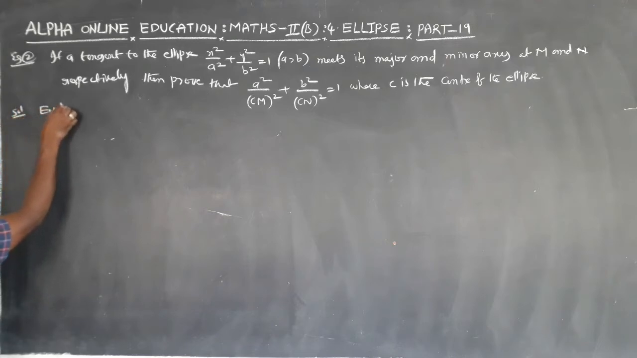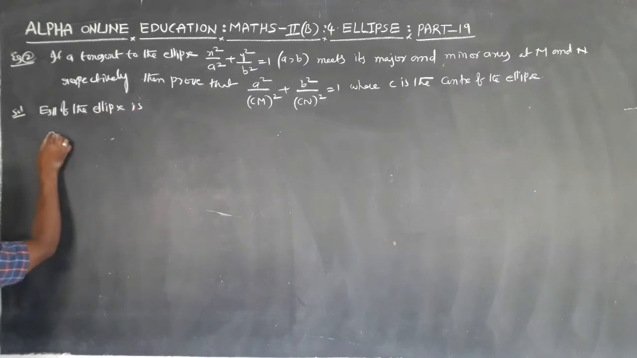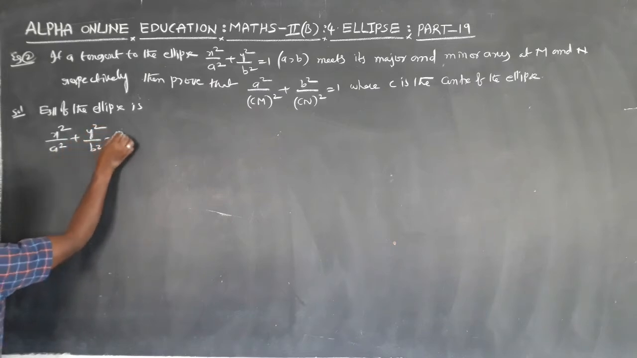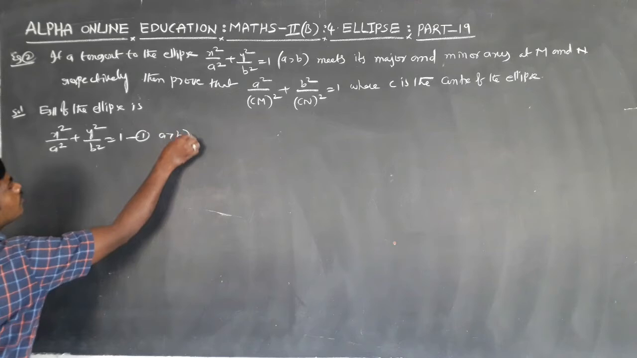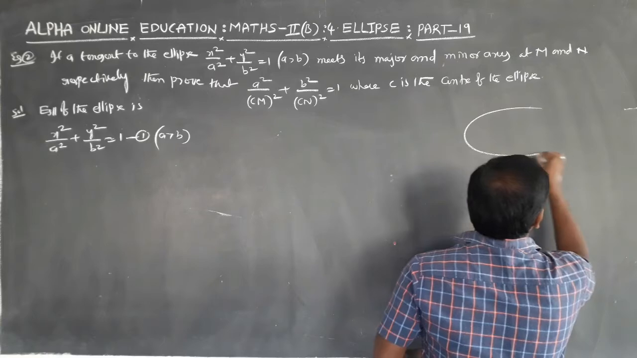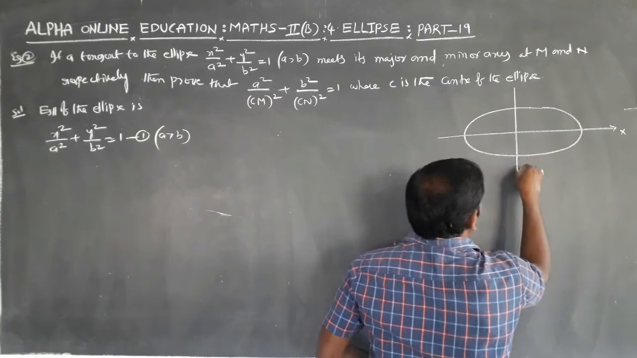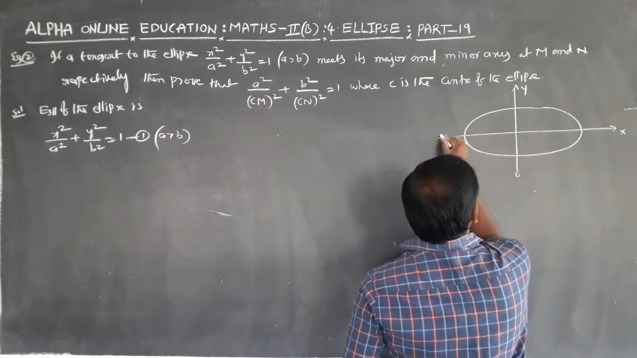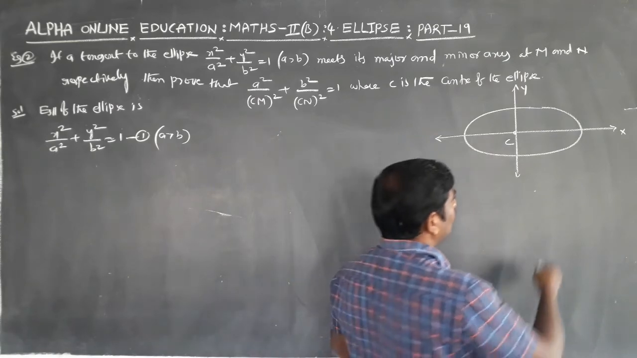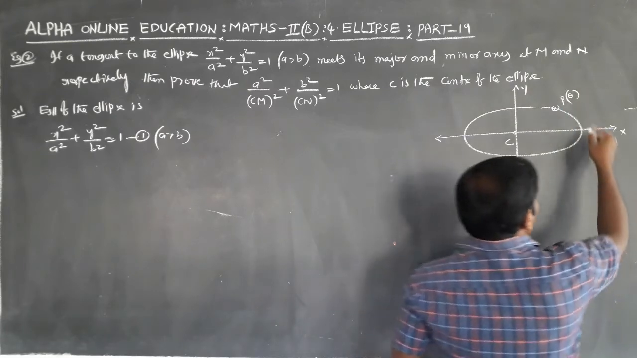Here the equation of the ellipse is x square by a square plus y square by b square is equal to 1. First of all, we draw the diagram of the ellipse. This is the x-axis, this is the y-axis, this is the center of the ellipse. This is the point P of theta, any point on the ellipse.